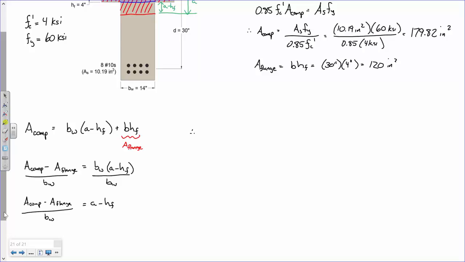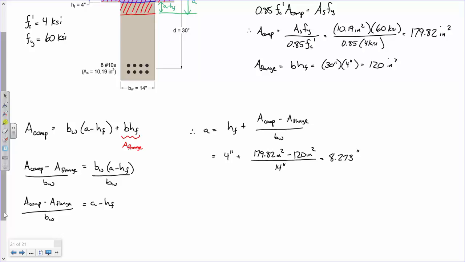So I propose that A equals HF plus area in compression minus the area of the flange over BW. So that is 4 inches plus 179.82 square inches minus 120, divided by what? Was that 14 inches? And what does that come out to be? 8.270? 8.273. Does that make sense?